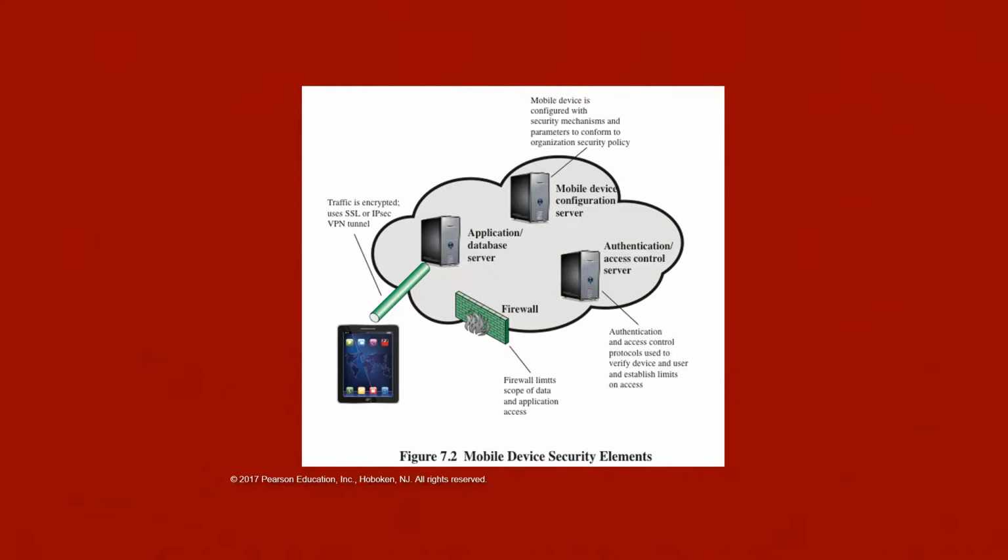Mobile device security elements. With the threats listed in the preceding discussion in mind, we outline the principal elements of a mobile device security strategy. They fall into three categories: device security, client-server traffic security, and barrier security.